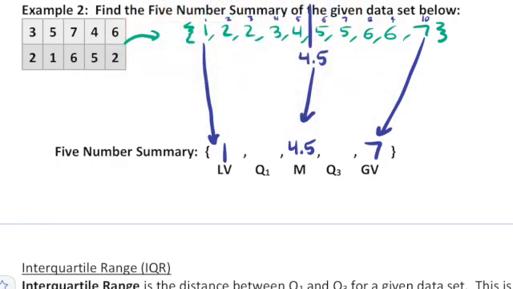And now what the median has done is it's cut the data set into 2 halves, a first half and a second half. Our quartiles are going to be the medians of each of these halves. So since there's 5 data values here, the third data value would be the median, or in this case, our first quartile.